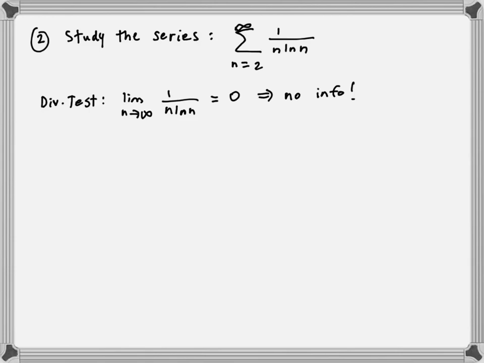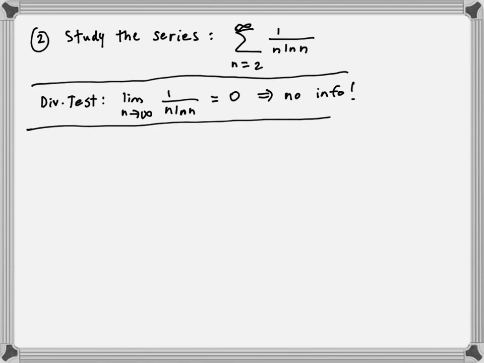Okay? So again, always try the divergence test, but understand that most of the time it's not going to work. It's only there for the rare case that that limit does not equal 0, right? That's when we gain something from using it. Okay, so I'm going to start by getting my function. Let's let f of x be 1 over x ln of x.